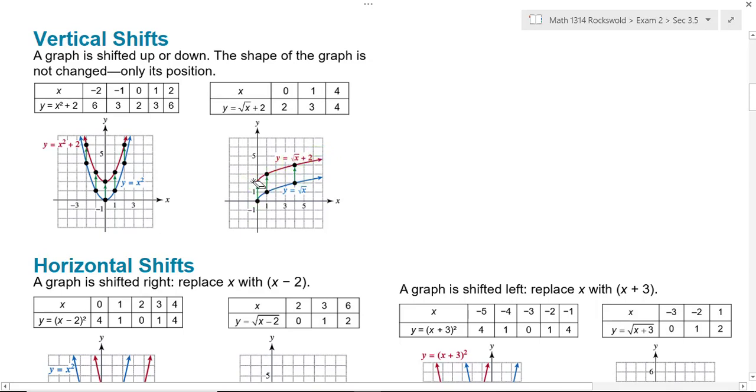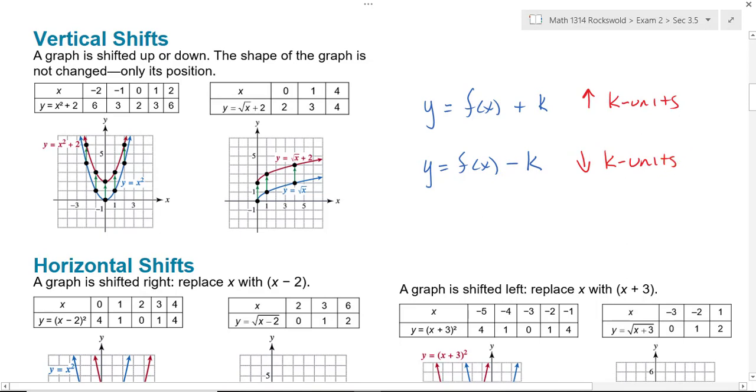So a vertical translation occurs whenever you have a constant outside of the parent function, and your shift moves with the sign. So a plus here will shift everything up. If k is some positive number, we add a constant to our parent function. That's going to shift this graph up k units, and this one would shift the graph down k units. So vertical shifts are outside of the parent function and they move with the sign. A plus goes up, a minus goes down.